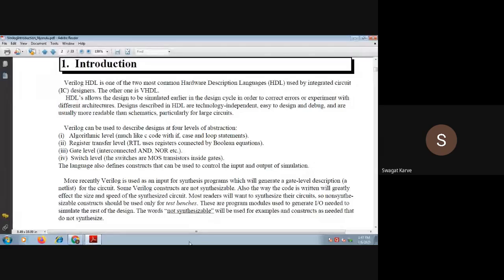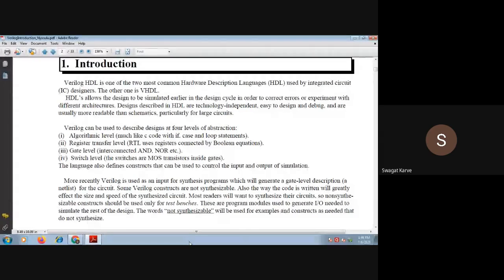Okay. Now, as you know, hardware description language has two most commonly used forms, VHDL and Verilog. VHDL we have already studied. Now about Verilog: it can be used to describe a design at four levels of abstraction, right? In case of VHDL, how many levels of abstraction do we get? Three levels. But in case of Verilog, we get four levels of abstraction.